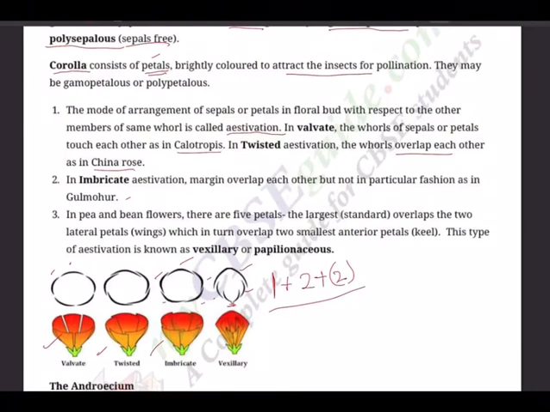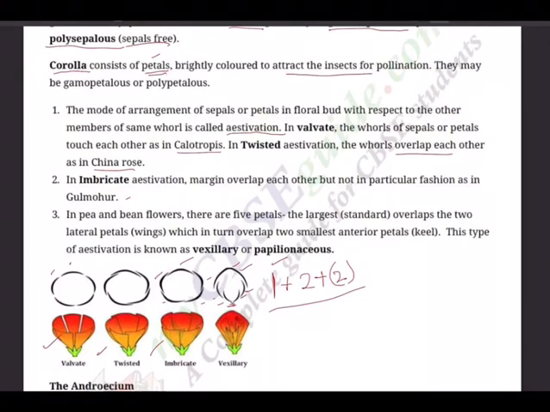So in pea or beans flowers, there are 5 petals. The largest one, that is this one, standard petal, overlaps the 2 lateral petals. Is it not overlapping? Yes, it's overlapping. And which in turn overlap 2 smaller anterior petals. These are called keels. This type of aestivation is known as vexillary or papilionaceous.